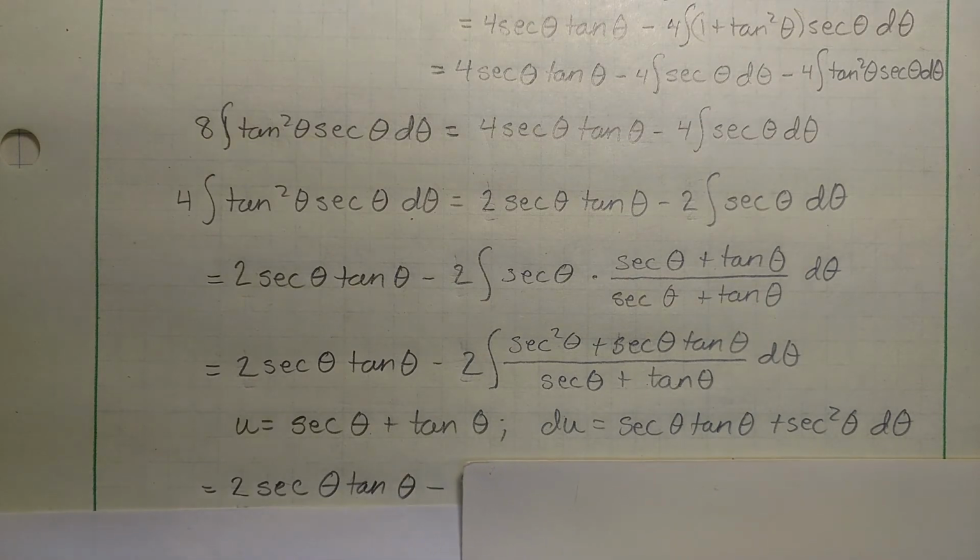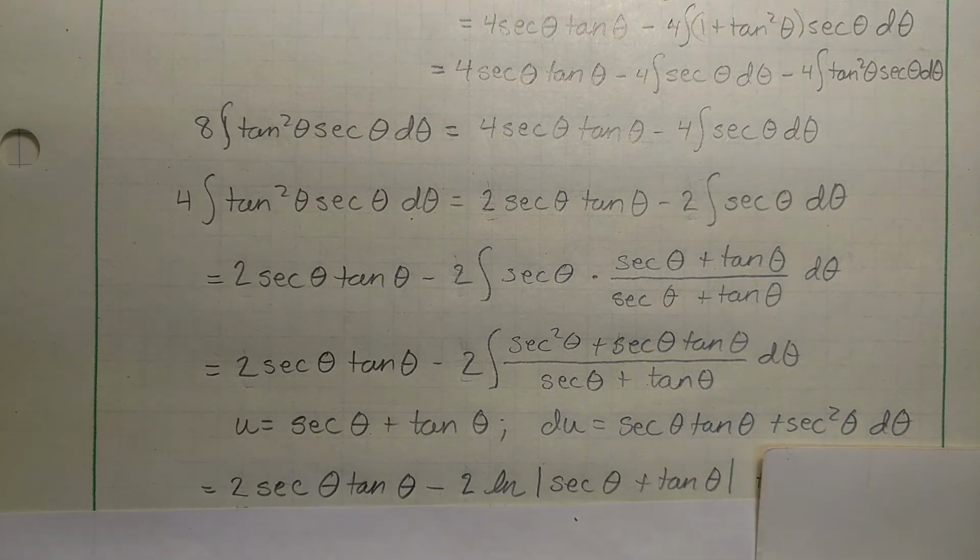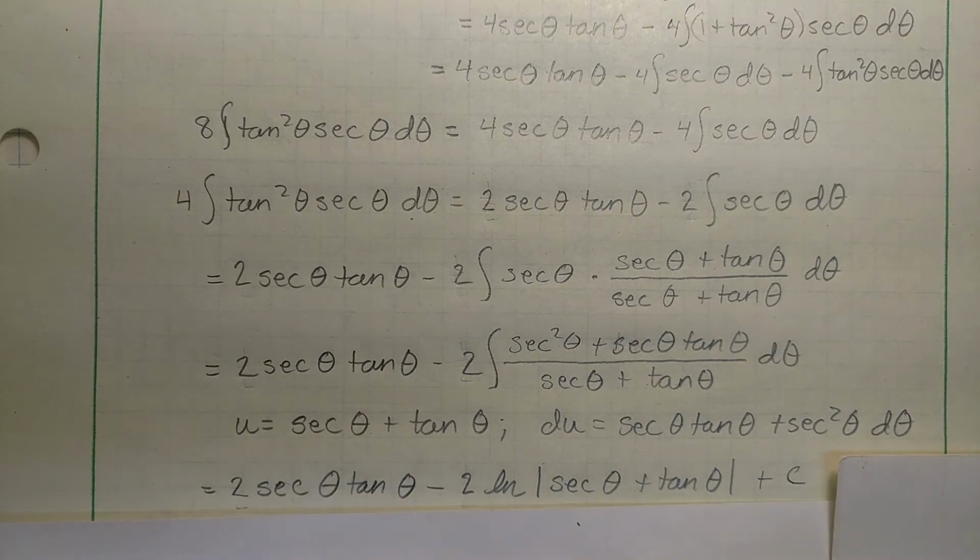So this is going to be 2 secant theta tangent theta minus 2 times the natural log of the absolute value. And remember what u was. U was the denominator. So I get secant theta plus tangent theta plus a constant. Okay, so looking pretty good, except that I've got no more integration to do. I've solved this bear of an integration problem, but I'm all in terms of theta instead of x.